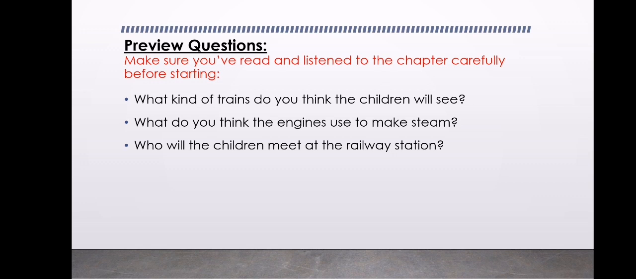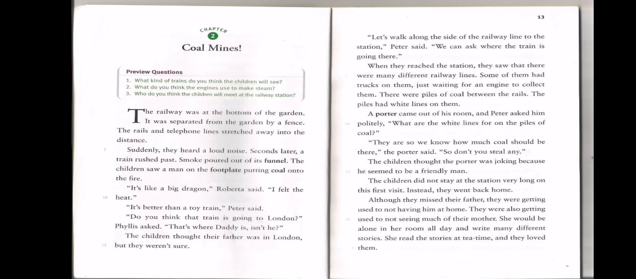Next, the preview questions, and as usual, make sure that you've read and listened to the chapter carefully before starting. What kind of trains do you think the children will see? What do you think the engines use to make steam, and who will the children meet at the railway? Not all the questions' answers are inside your chapter, but for some questions you're going to have to search for the answer, and I'm sure you did. You are excellent. So let's see the chapter.